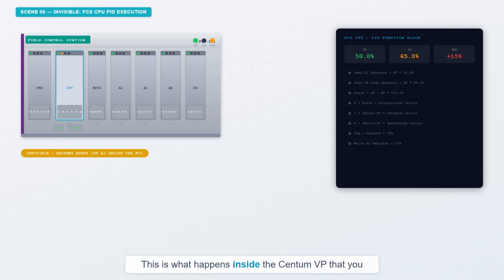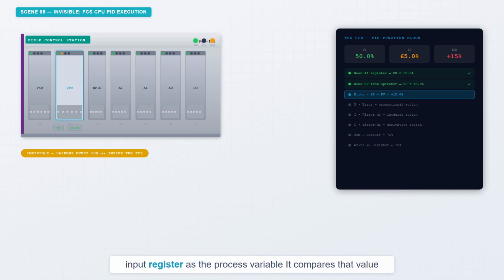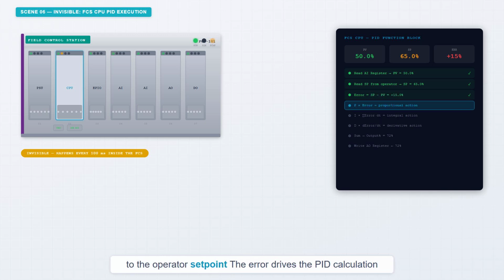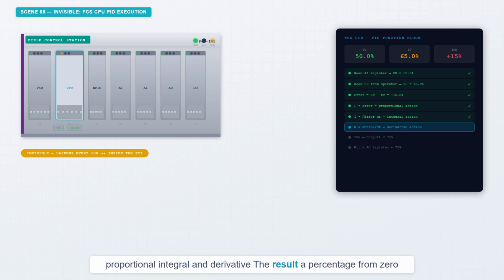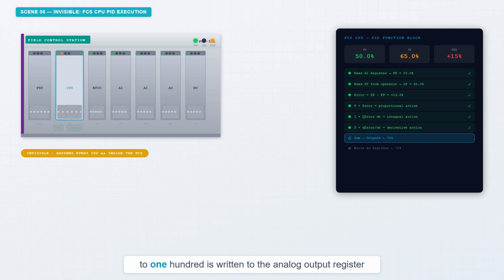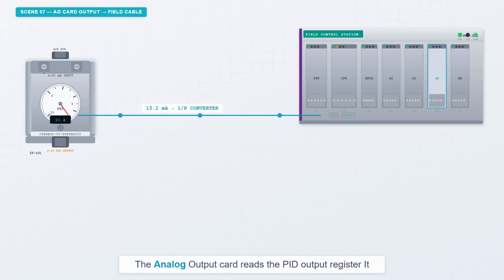This is what happens inside the Centum VP that you cannot see. Every 100 milliseconds, the CPU reads the analog input register as the process variable. It compares that value to the operator set point. The error drives the PID calculation: proportional, integral, and derivative. The result, a percentage from 0 to 100, is written to the analog output register, 60 times per minute, invisibly, inside the controller. The analog output card reads the PID output register.